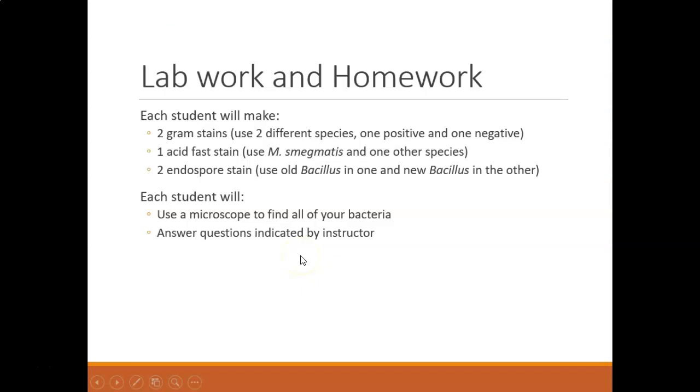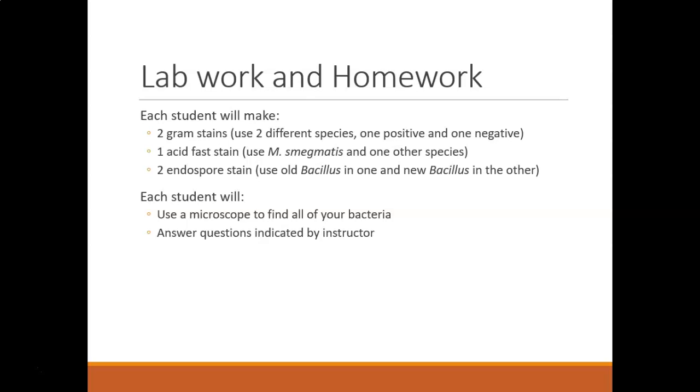So during this week, I'm going to change this a little. We're going to start out on Tuesday doing the gram stain. You're going to do 2 gram stains, and in each of the gram stains, you're going to mix 1 gram positive and 1 gram negative species. Then on Tuesday or Thursday, we're going to do an acid fast stain. Each person will do their own acid fast stain.